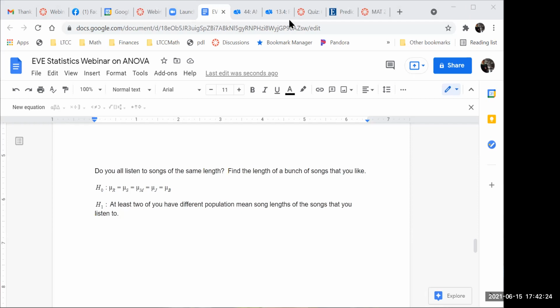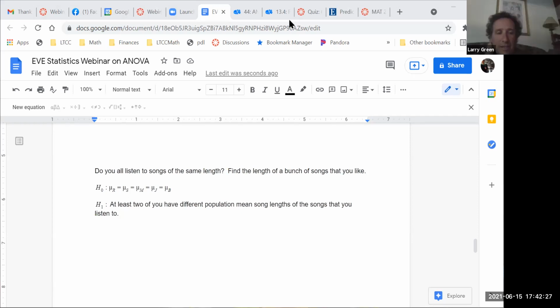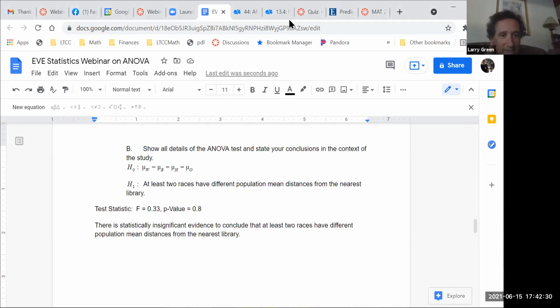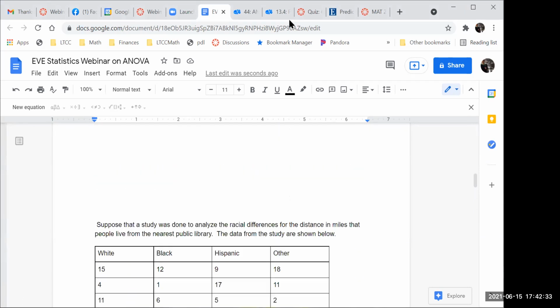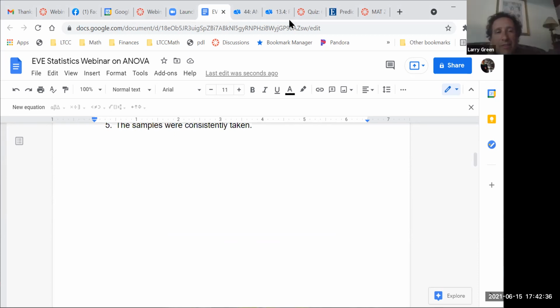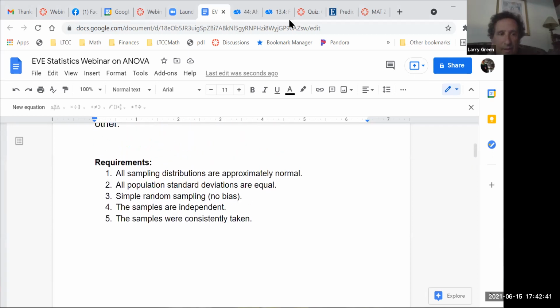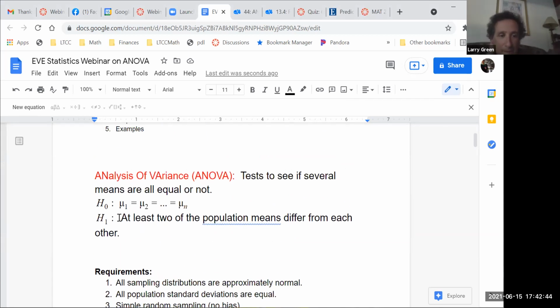Why at least 2? That's H1, same as the last one, at least 2 for H1. Is it always at least 2? Yep, because that's the opposite of saying that everyone's the same: at least 2 are different. Do you see in my template here, at least 2 of the population means differ from each other. So for ours, it was 2 population mean song lengths. If one side is all the means are the same, the other side of the coin is at least 2 are different.